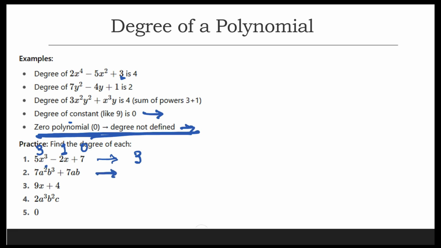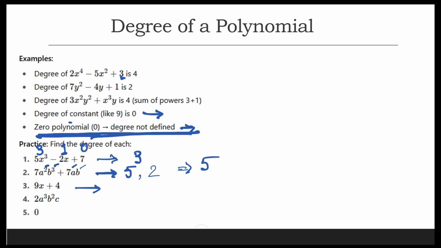In this case, the first term, 2 plus 3, has highest power 5. Second term, a to the power 1, b to the power 1, so in this case the highest power is 2. So first term highest power is 5, second term highest power is 2. As a result, the degree of this polynomial is 5.